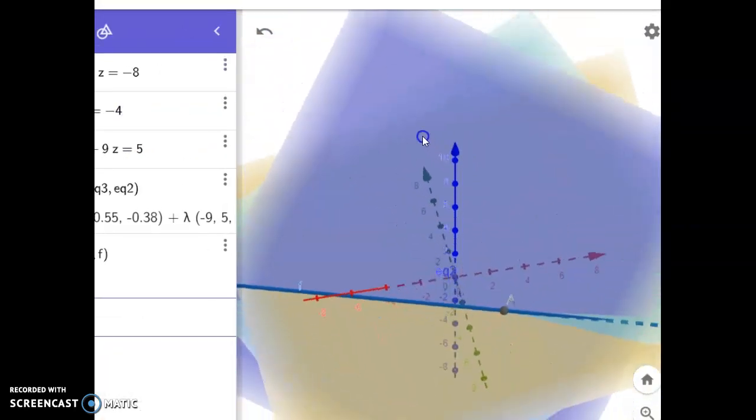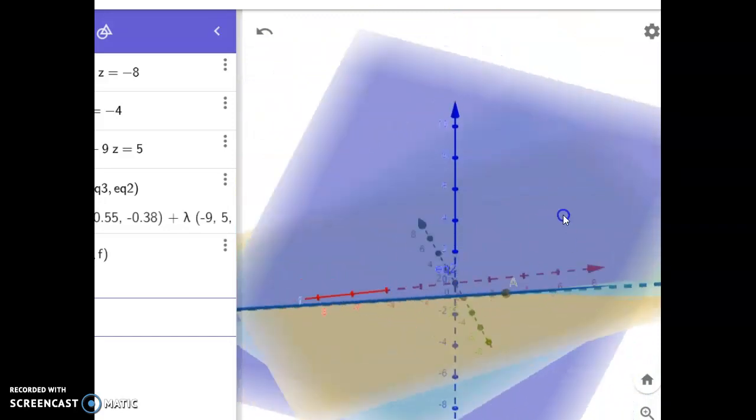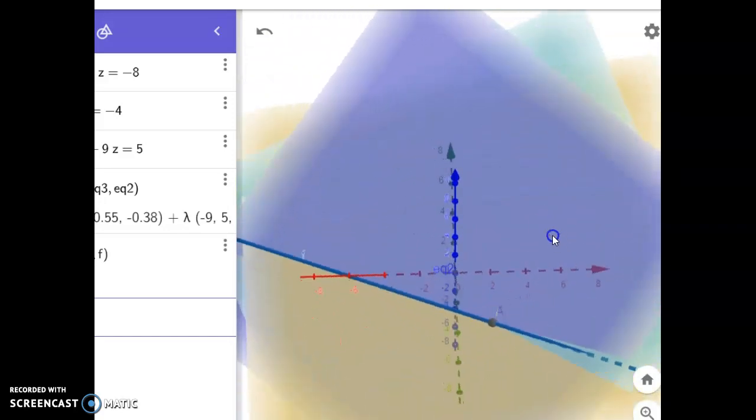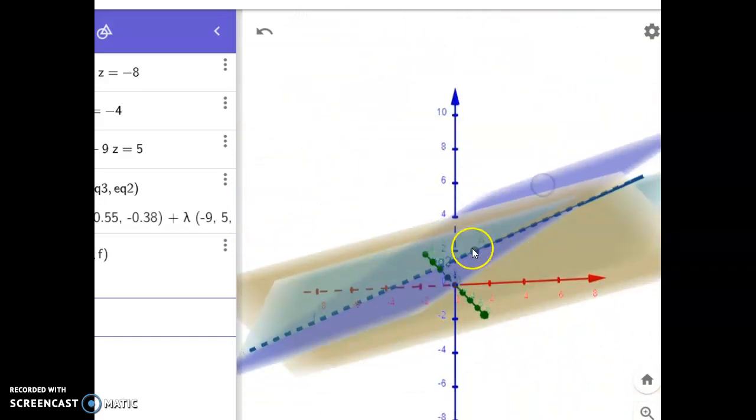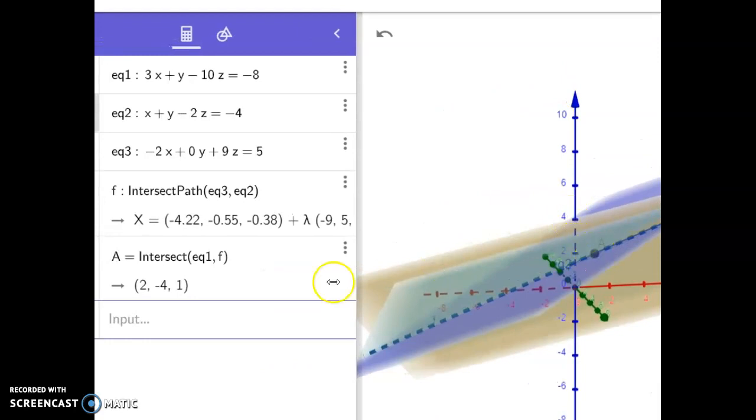Again, I have the line where two of them intersect right here highlighted, and then the point where they all intersect is this one here, and the solution that you see here for point A, 2, -1, and I'm sorry, 2, -4, and 1 is the same that we came up by using the Gauss-Jordan elimination.